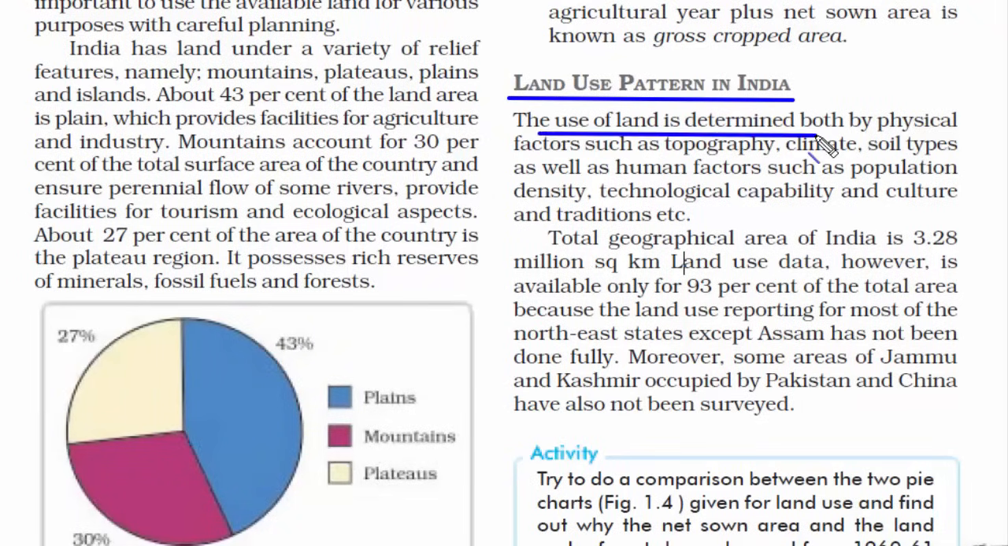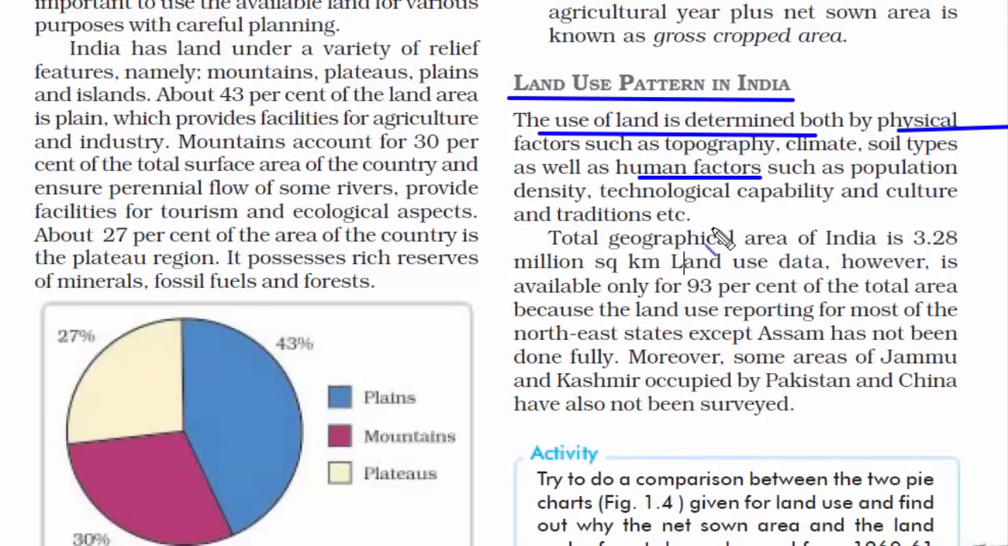The use of land is determined by both physical as well as human factors. Physical factors are topography, climate, soil type, etc. And human factors are population density, technological capability and culture and traditions. Now there is a difference between land in the plain area and land in the mountainous region, because the plain area is good for agriculture, and the mountainous area is not that good for agriculture because the land is not suitable.